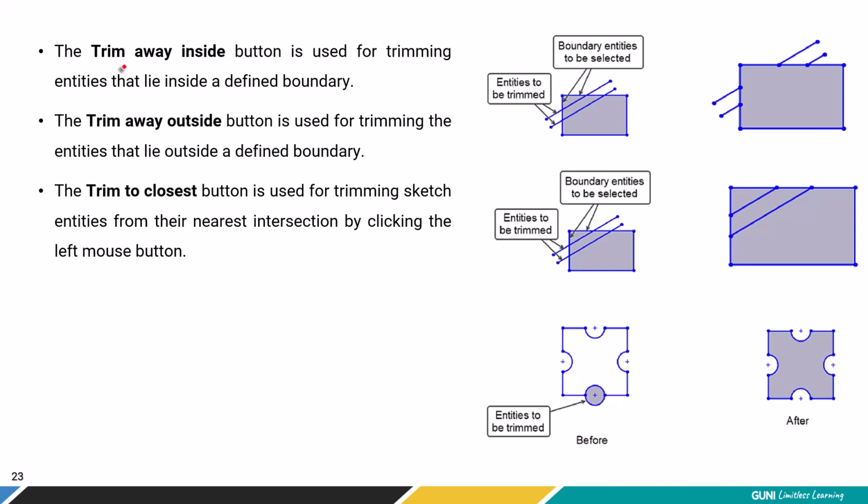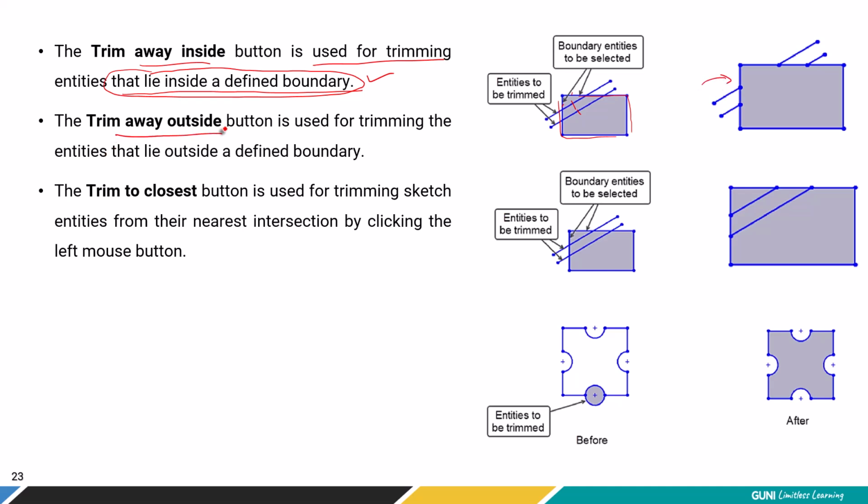Now the third option, the trim away inside button, is used for trimming away the entities that lie inside the defined boundary. Please pay close attention over here: inside the defined boundary. Here this blue rectangle is the defined boundary. You have to choose these two lines, so it will define the rectangle, and then you can remove these two lines. So this will be your output.